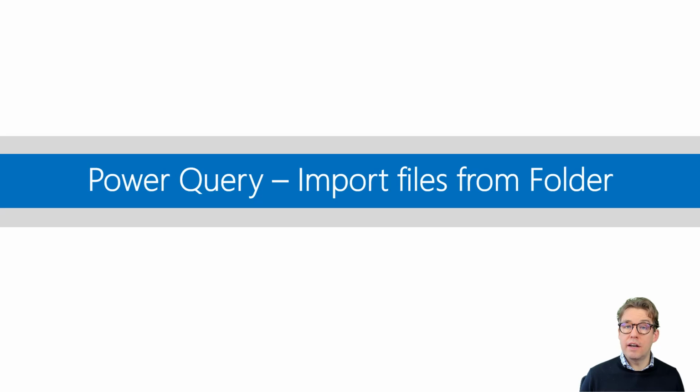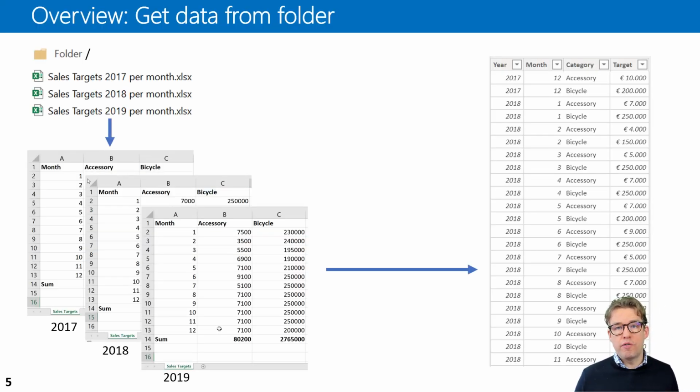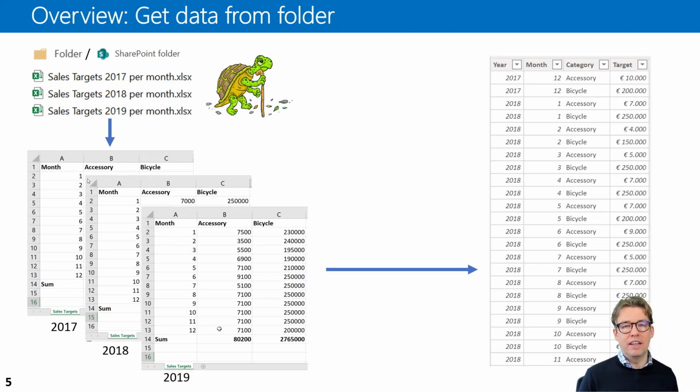Okay, let's dive right into it. Importing files from folder. It's a very powerful option in Power BI to import the whole folder at once. It can be a local folder or it can be a SharePoint folder. And the last one I want to talk about, because the SharePoint folder, it's slow at best. SharePoint is by itself a slow system, but if you use it from Power BI to import files, it's very slow. So let's first take a look at why is that? Why is it so slow?